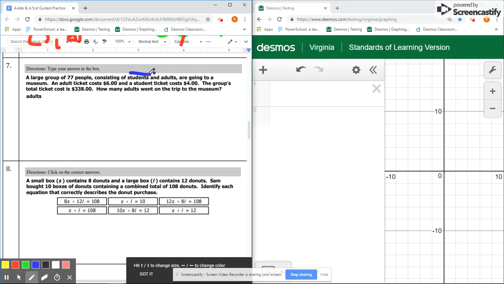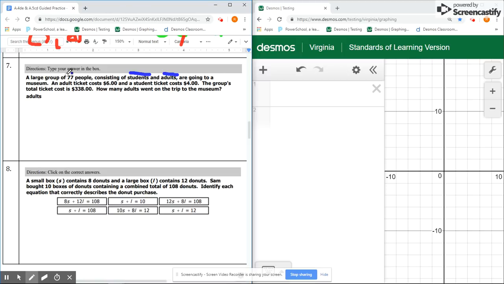So that can be students and adults, and a total of 77 people. So that can be one equation. We put all of our people together in the same equation. So S plus A equals 77. So all of our students plus all of our adults is a total of 77 people.